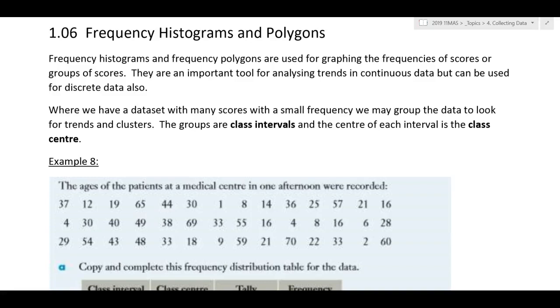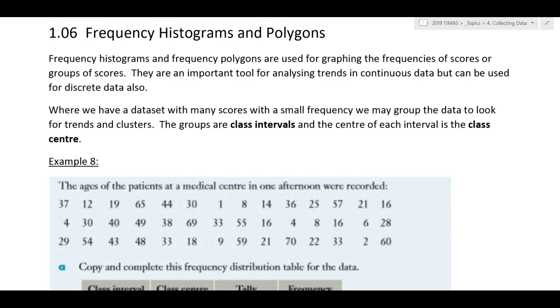We're looking at frequency histograms and polygons. You've probably seen these before. We use them for graphing scores and frequencies, right? To look at perhaps trends or patterns in how often certain scores appear in our data set.